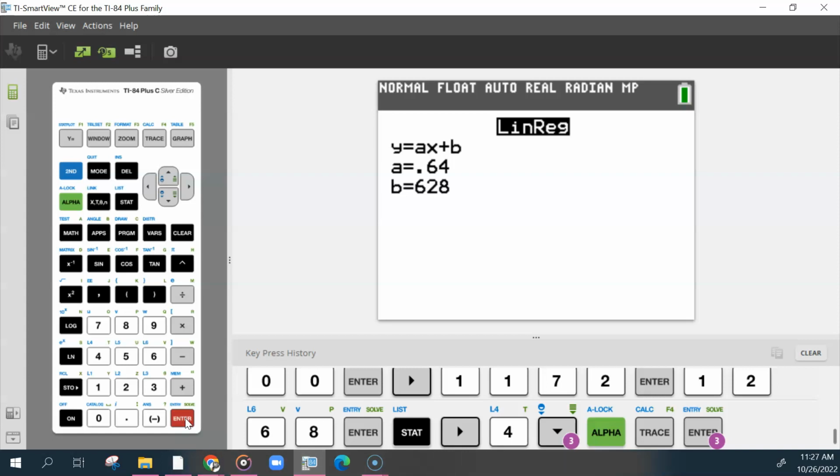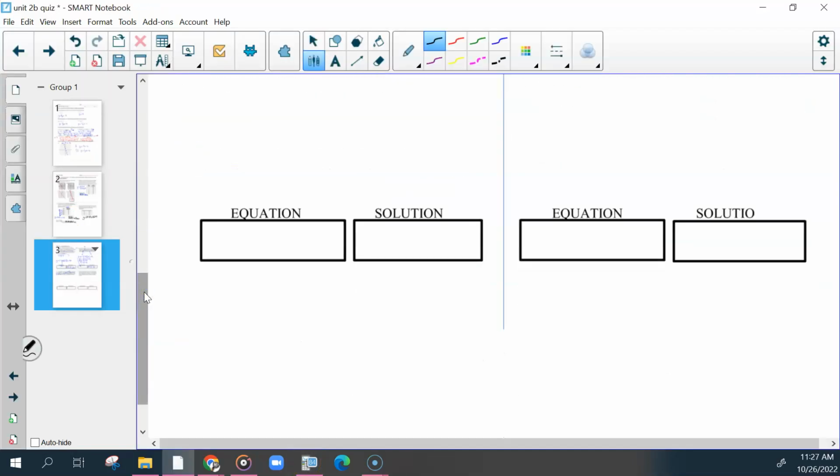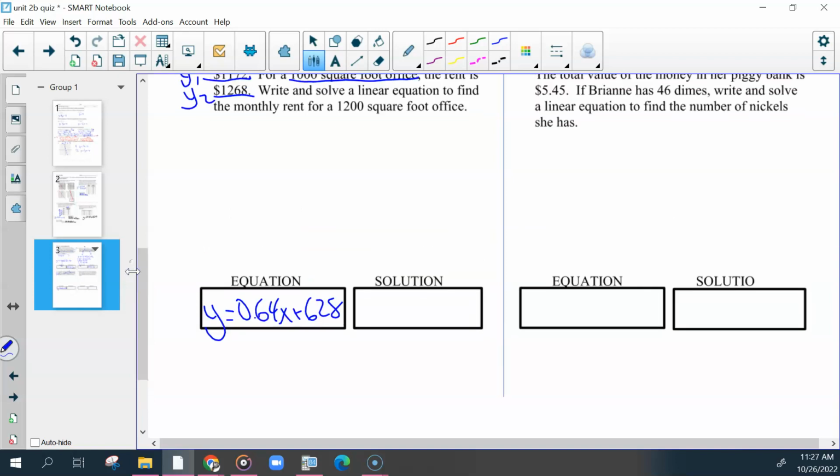What did you get off that slide? What did you get? Or not the very last one, sorry, 16. So this would be your equation that you would write in the box. Y equals 0.64x plus 628. Or if you did all the work algebraically, you would end up with a fraction instead of the decimal, but they're the same. I think it was 16 over 25 or something like that. But if you did it in the calculator, you would just say that you used line of best fit. That would be showing your work, showing how you got that.